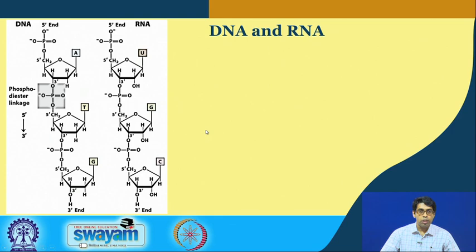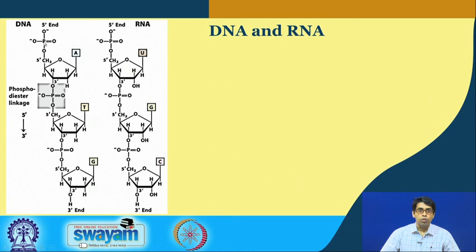Now, these monomers are attached just like in proteins, where the amino acid monomers are attached to form a polymer. In case of DNA and RNA, these nucleotide monomers are attached to form a linear polymer. On the left hand side, you see this linear polymer is that of DNA, and on the right hand side, this linear polymer is that of RNA. If you compare them, you will see that one difference between these two is in the sugar. Here the second position has H, and here the second position has OH in case of RNA. So, this is the ribose sugar and this is the deoxyribose sugar. Another difference that you will see is in the bases. We will come to that later.